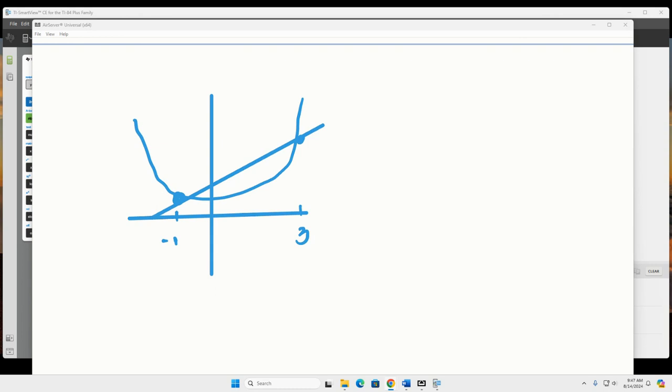So, how do you find the slope between those 2 points? Like, what do you use? Or how do you find the average rate of change? Say it again. What do you subtract on the top? Yes.